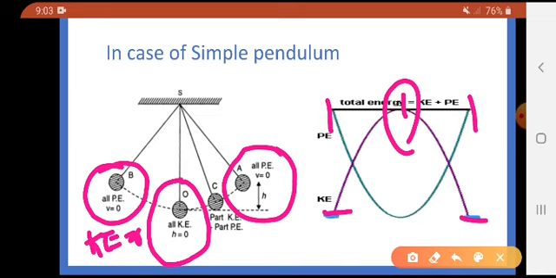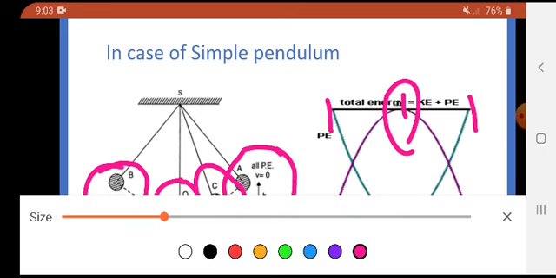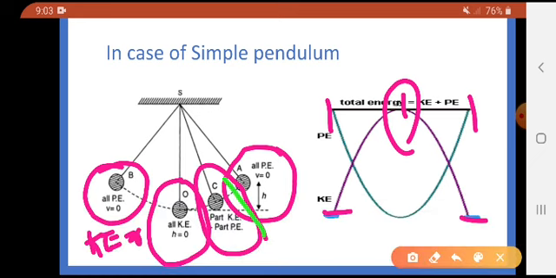At another point, in between the extreme point and the mean position, some of the energy is in the form of potential and some of the energy is in the form of kinetic. Observe these points, or any other different points, and you can observe that.